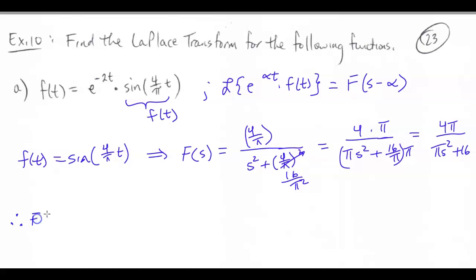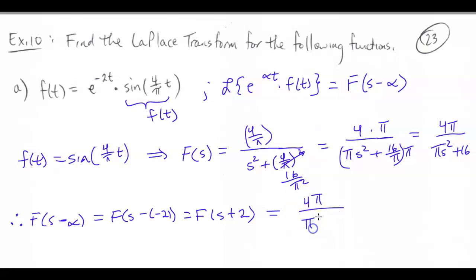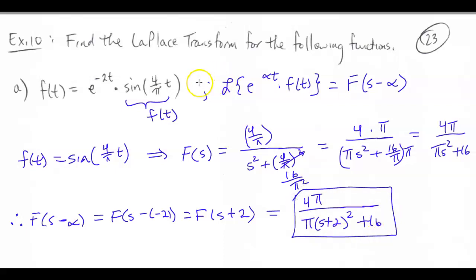So we know that F of s minus alpha, and of course, alpha in this case is going to be -2. So that's just going to be F of s plus 2. And all that does is take the s that I have here, and we just replace it with s plus 2. And we see that will end up being what the Laplace transform of this particular function would be.